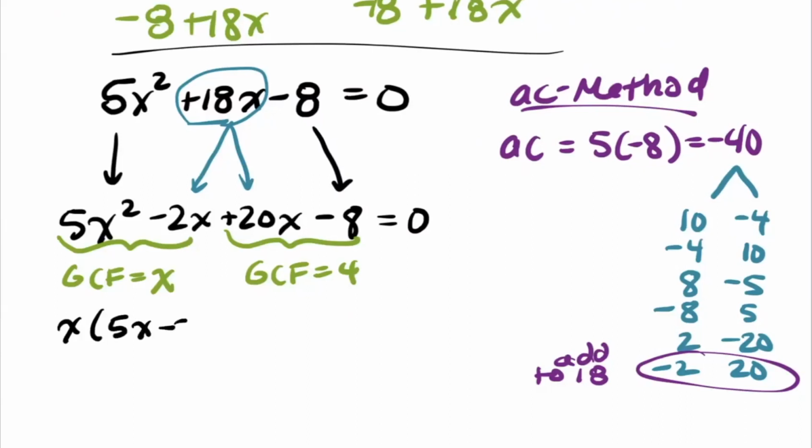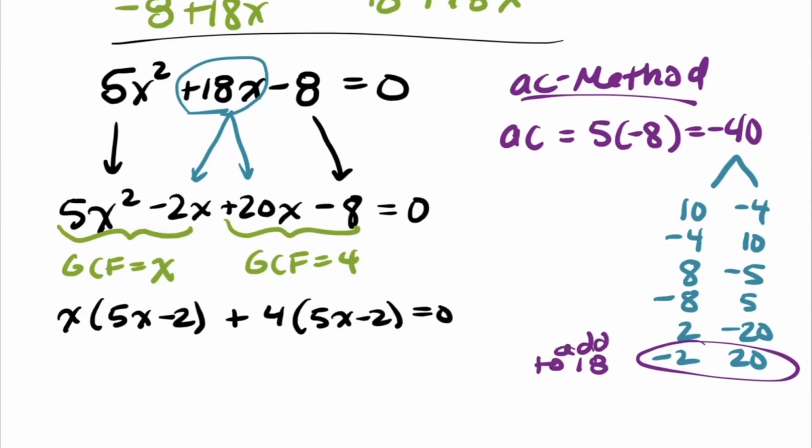So I'll take out an x in the first group. That leaves me with 5x minus 2. In the second group, I take out a 4. That leaves me with 5x minus 2. And looks like we did this right because now these match. So you factor out the overall GCF, which is the 5x minus 2. And then what we're left with is x and then plus 4.